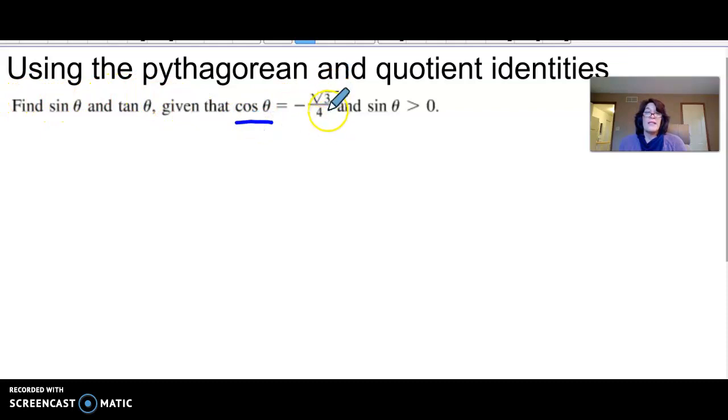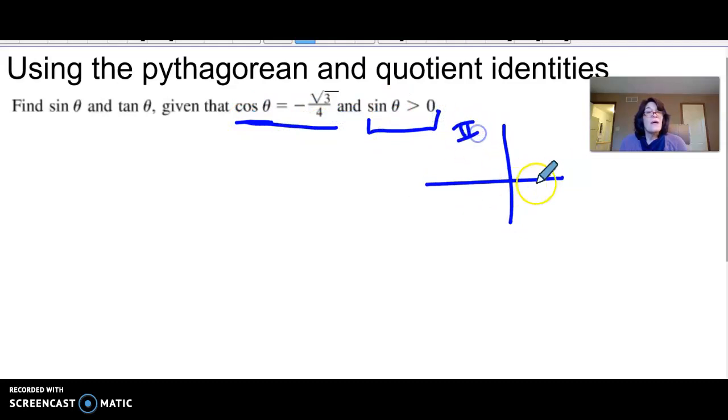We know that cosine is this, and we know sine's positive. Okay, so let's think about this, guys. If sine's positive and cosine's negative, I know for a fact I'm in the second quadrant, right? Because sine is only positive in the first and second, where the y coordinate is positive. But if cosine's negative, then I must be over here. So that'll help me realize what tangent is, okay? And sine's going to be positive. Tangent looks like it's going to be negative, huh?